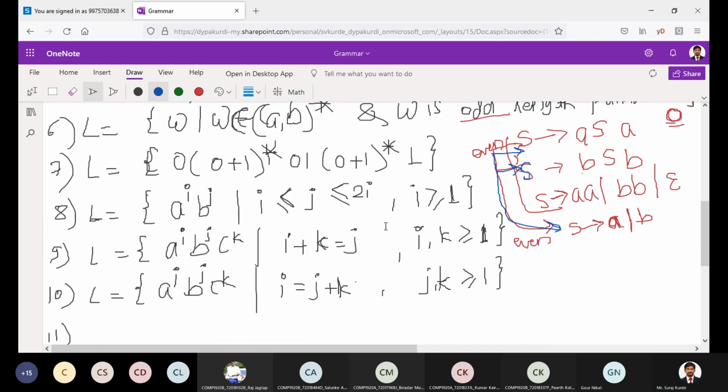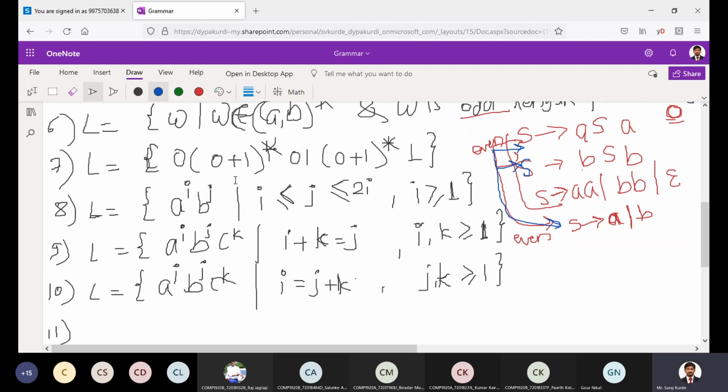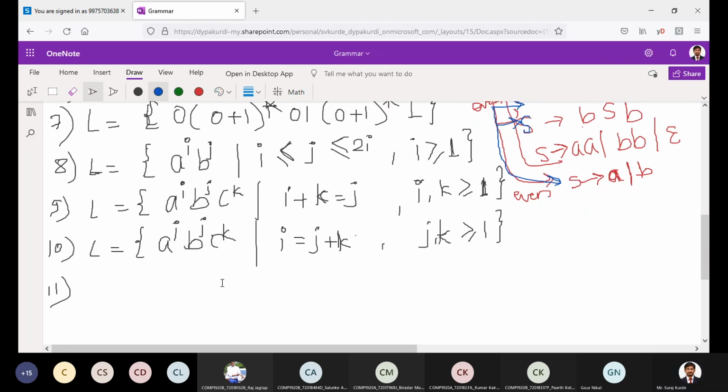Then the seventh regular expression is given. Now what can it be? Some part is repeated. This part is repeated, right? 0 plus 1 bracket star. Other parts are not repeated. Other alphabets are not repeated. So it is 0, let me write Y1. Then 0 1, again Y1 and 1.